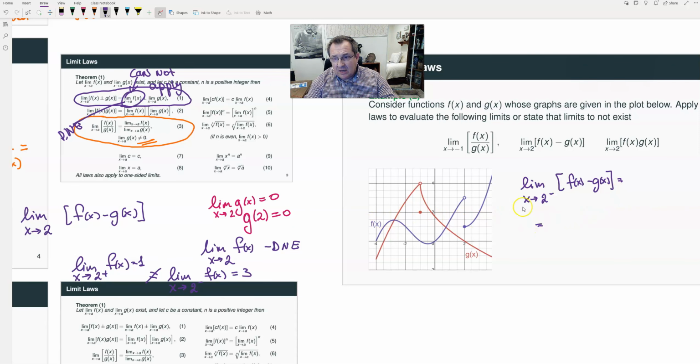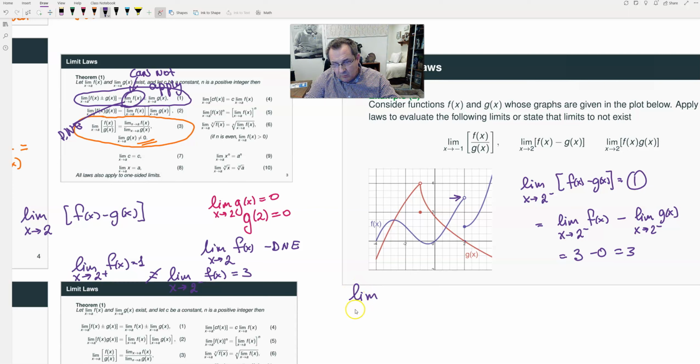Well, in that case, I know that the limit as x approaching 2 from the left of f of x exists, and the limit as x approaching 2 from the left of g of x exists. Both limits exist, so we could use formula 1 to replace the limit of a difference with the difference of the limits. The first limit as we approach from the left in function f is equal to 3, and g is 0, so that limit is 3. Absolutely the same way when we take x approaching 2 from the right.